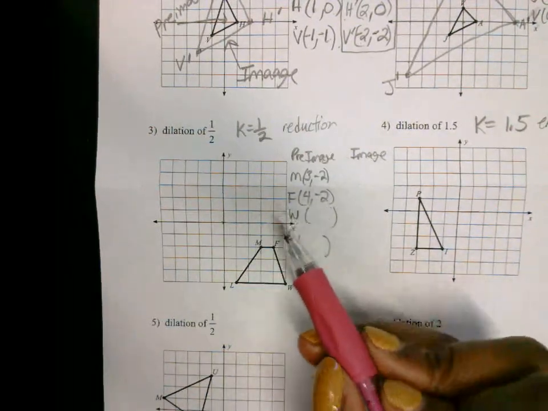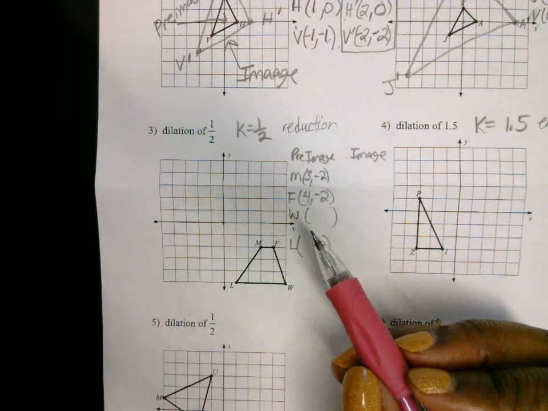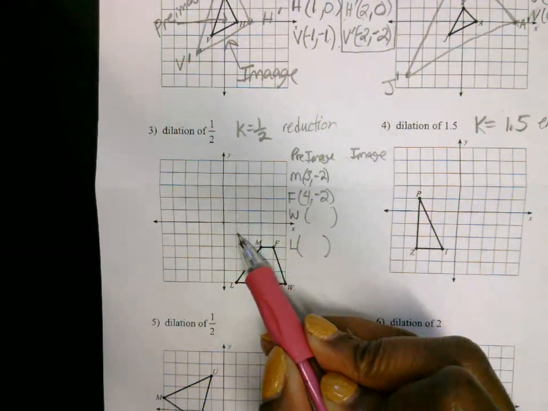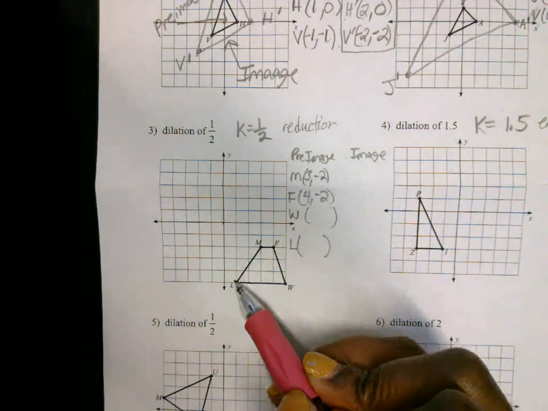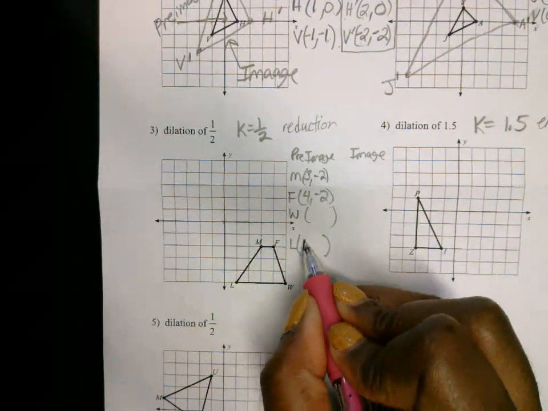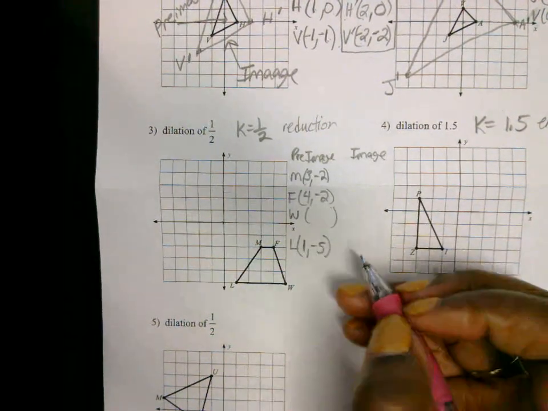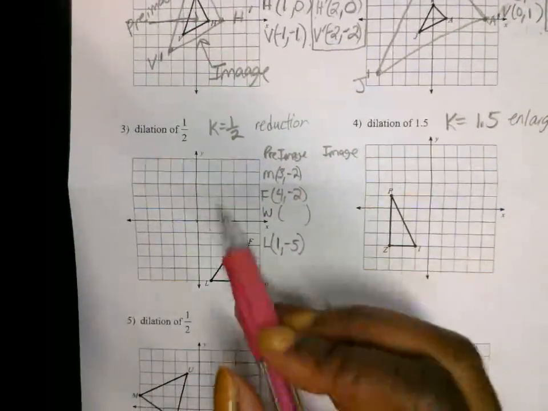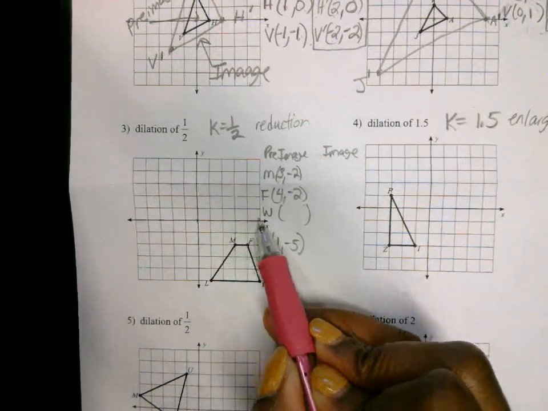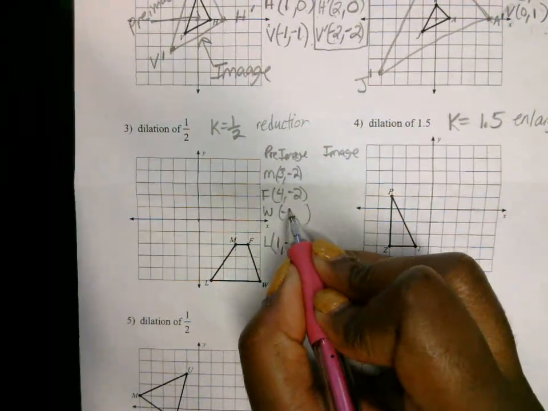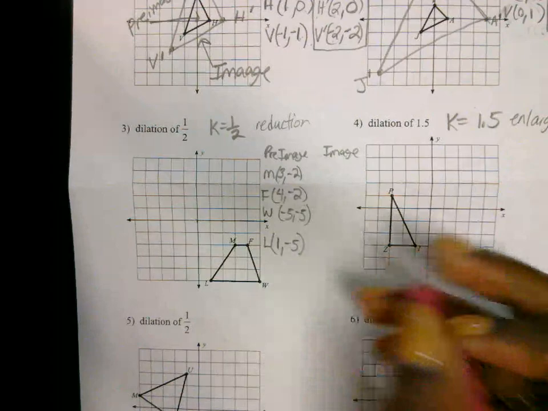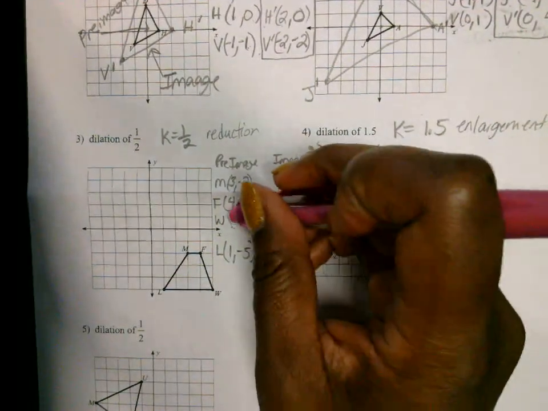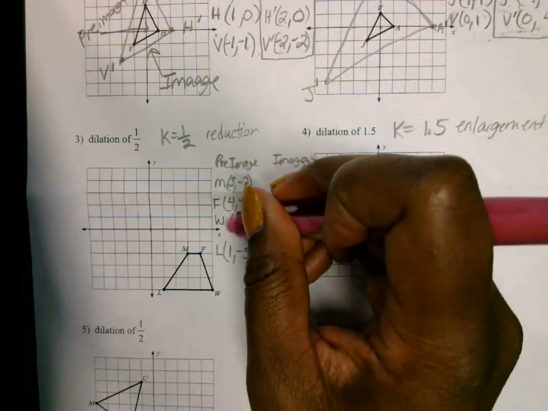For L, it is positive 1 and negative 1, 2, 3, 4, 5. So L is positive 1 and negative 5. What about W, Ricardo? 1, 2, 3, 4, 5, and negative 5. Very good. Okay. It's 5 and negative 5, not negative 5. Thank you. Sorry, y'all.